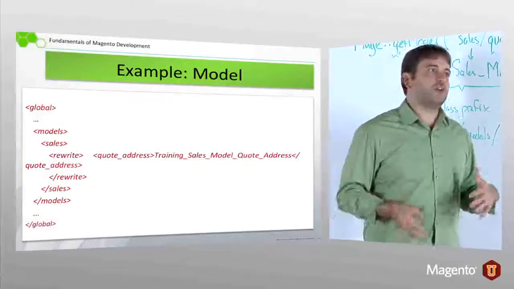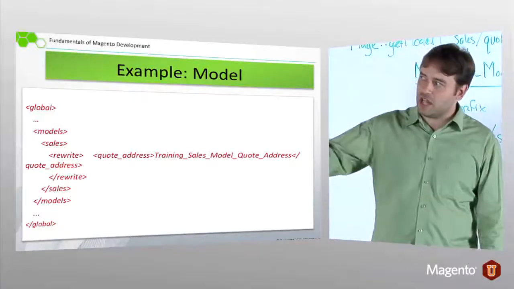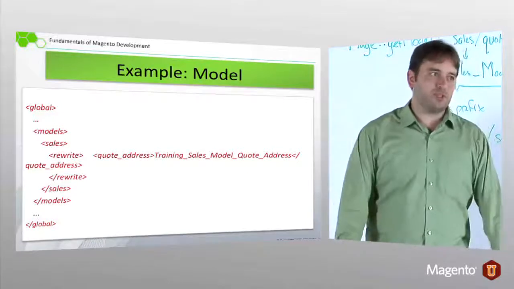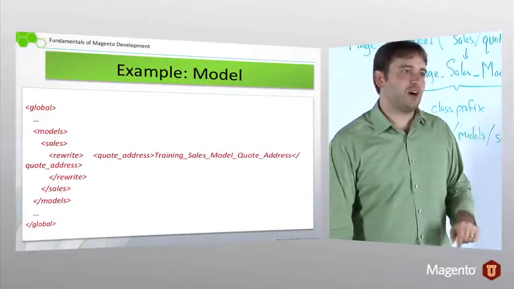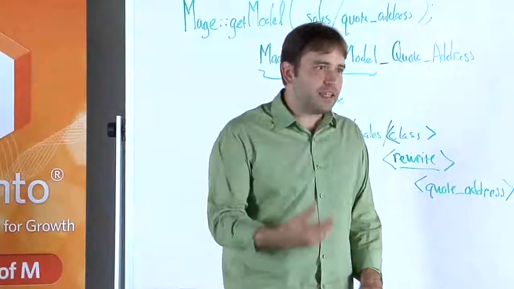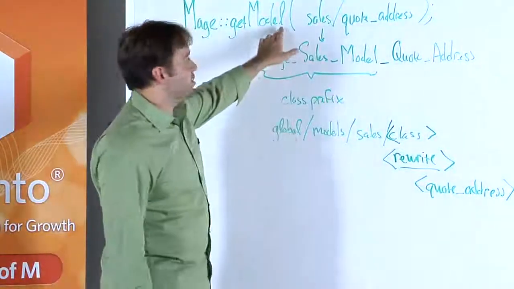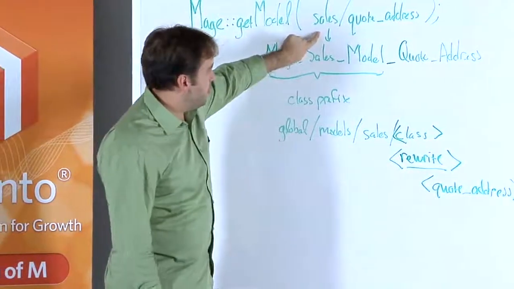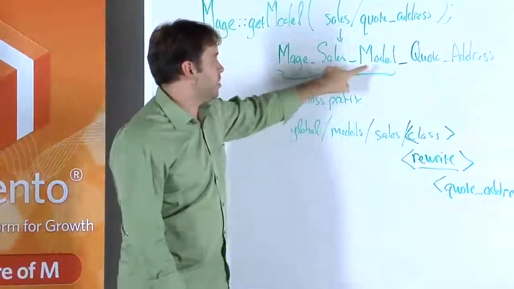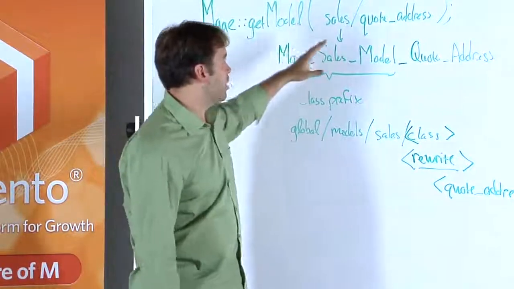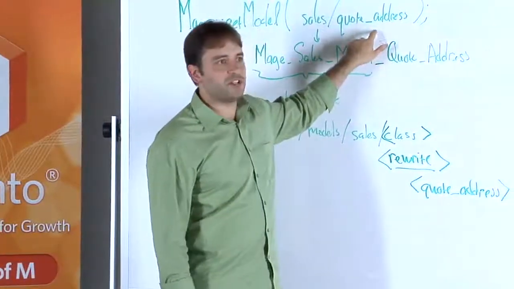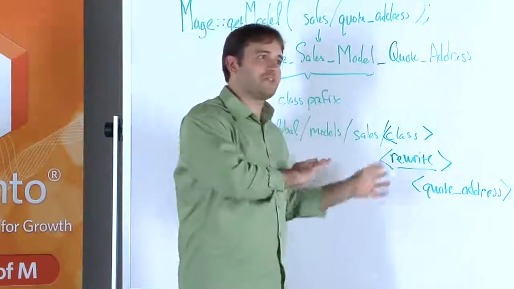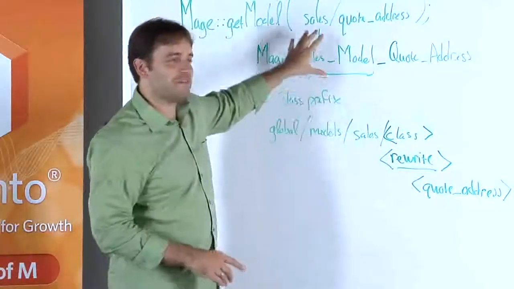There's no definition in memory. Autoloader kicks in, so we get training / sales / model / quote address.php. Very simple, but it takes a little while to get used to. So keep thinking about it. When you see this syntax anywhere, you should start realizing that this is simply an alias for some class name. But as far as rewrites go, we have just this one extra step. And that's it. Sort of. We'll get into resource models later, but that's it for now.